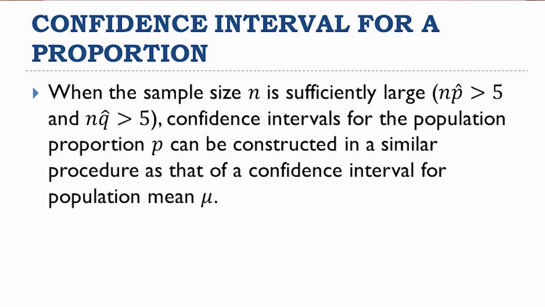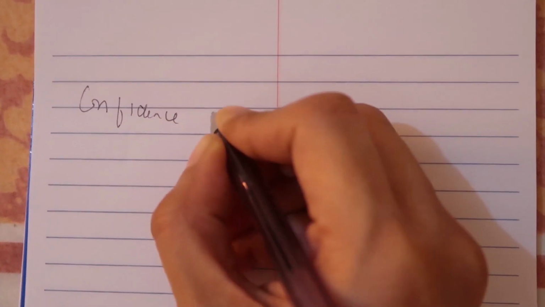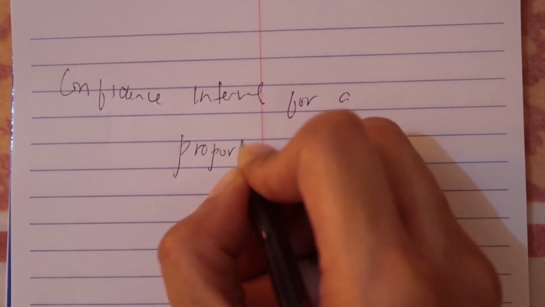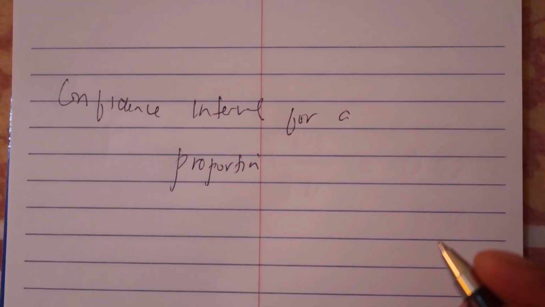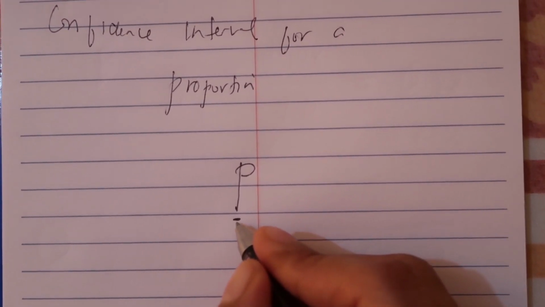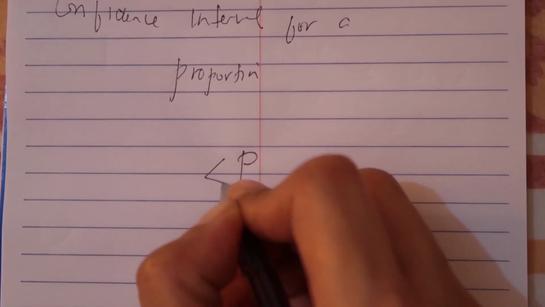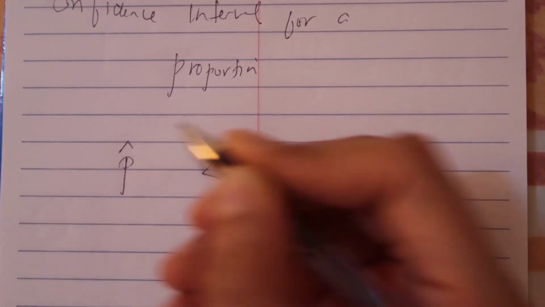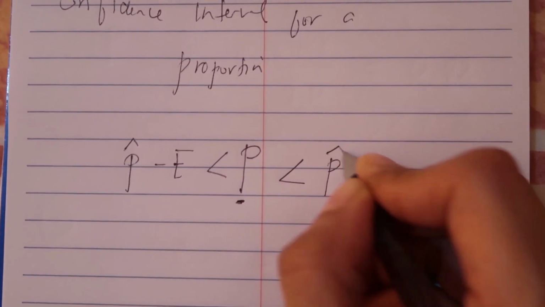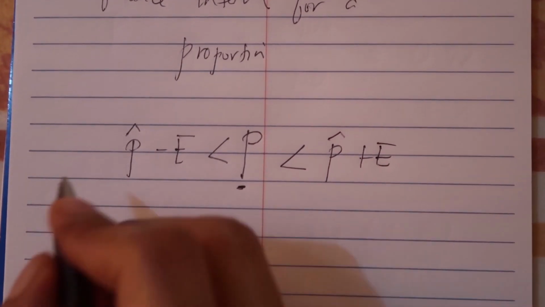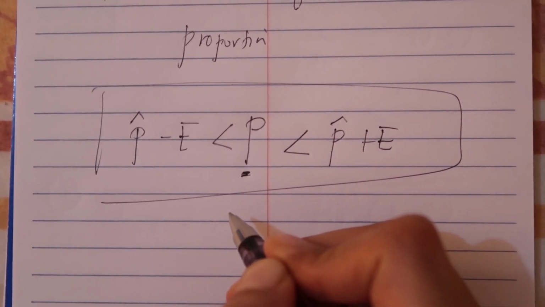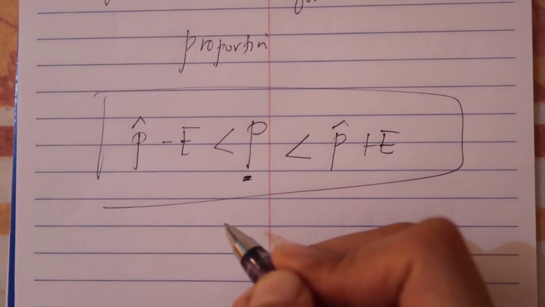So for the confidence interval for a proportion, how do we write the confidence interval? P, the population proportion, is greater than the sample proportion minus the margin of error, but less than the sample proportion plus the margin of error. The only difference is the symbol, but the procedure is the same.